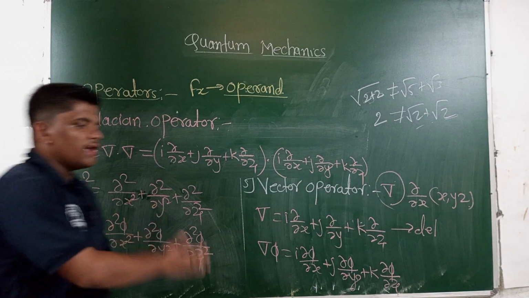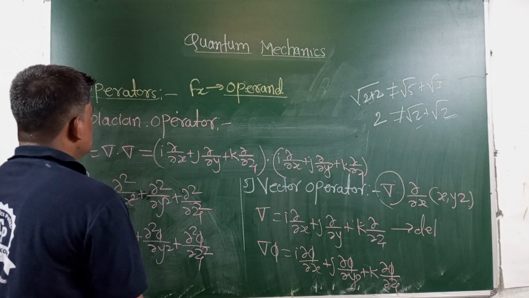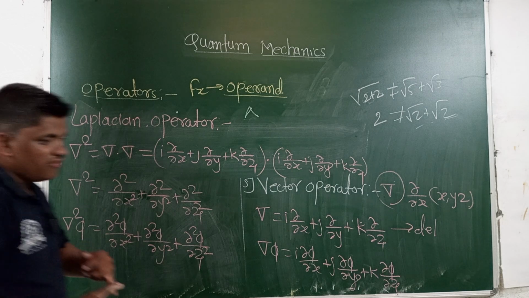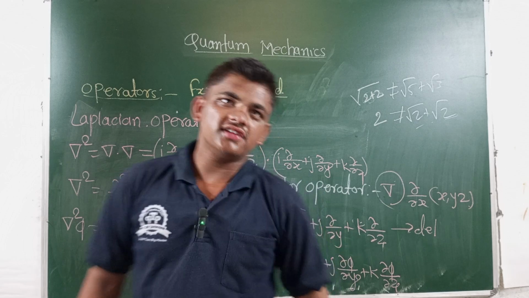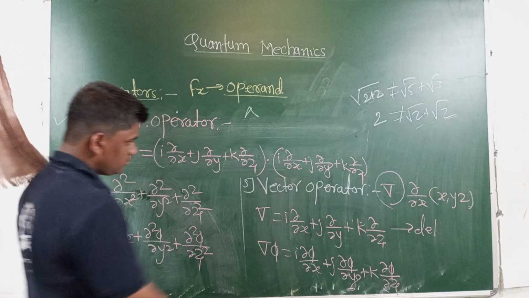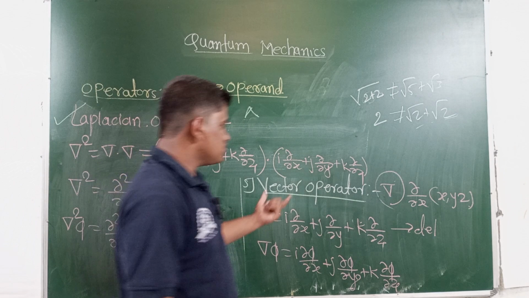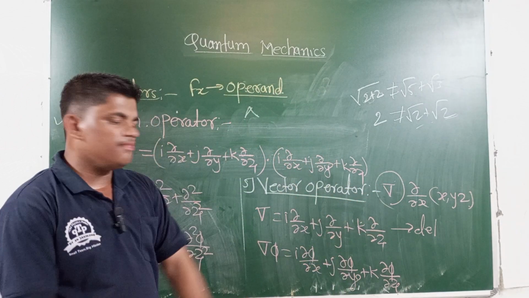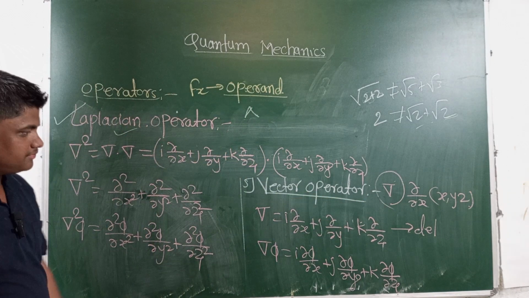We discussed the different types of operators, and when discussing operators we put a cap on the head of the operator. Firstly, addition and subtraction of operators, multiplication of operators, linear operators, commutators, vector operators, as well as Laplacian operators. The vector operators and Laplacian operators are interrelated, because taking the product of the same two vector operators, we get the Laplacian operator.